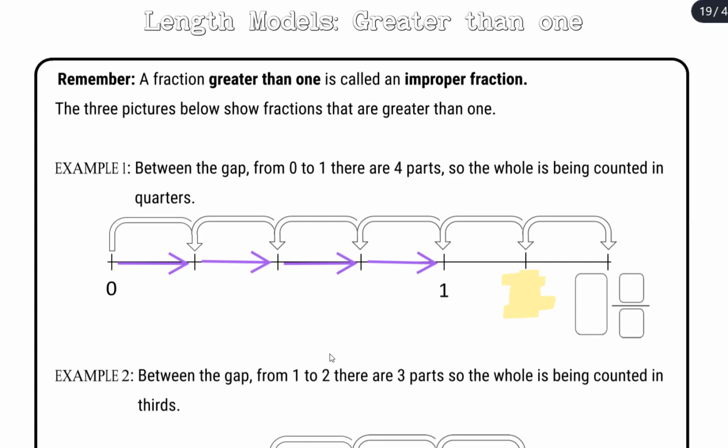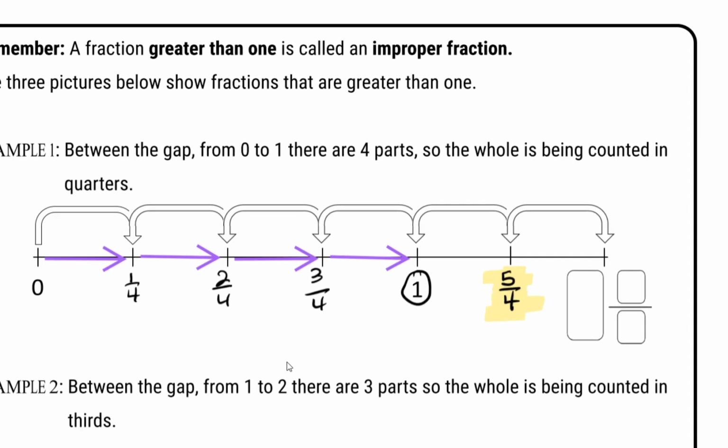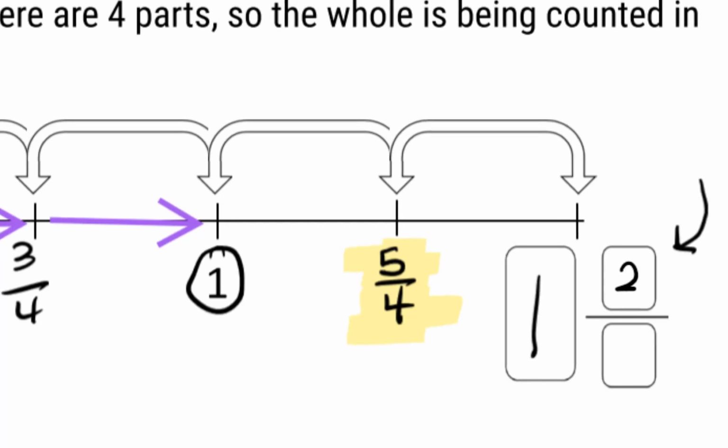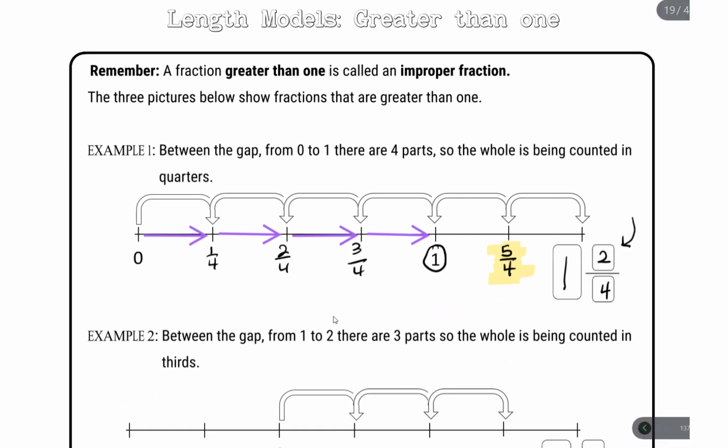We can say the first jump is 1/4, 2/4, 3/4. We have our whole, which is 4/4. So this is 5/4, and the other one is 6/4. But if we wanted to write that improper fraction in a different way, 6/4 would be equal to 1 and 2/4. So we're jumping in quarters.